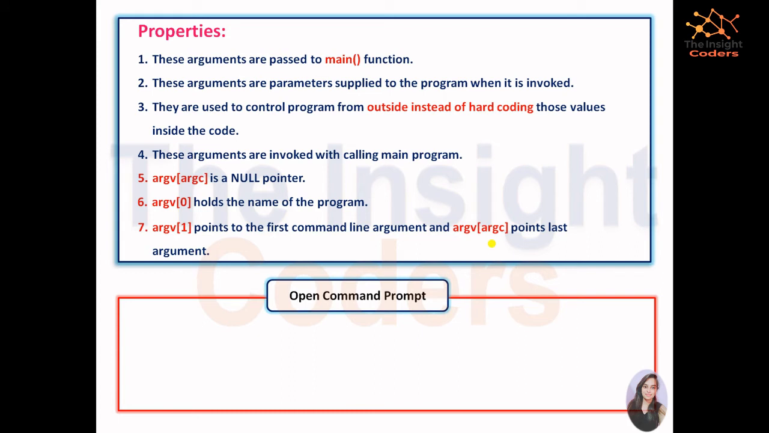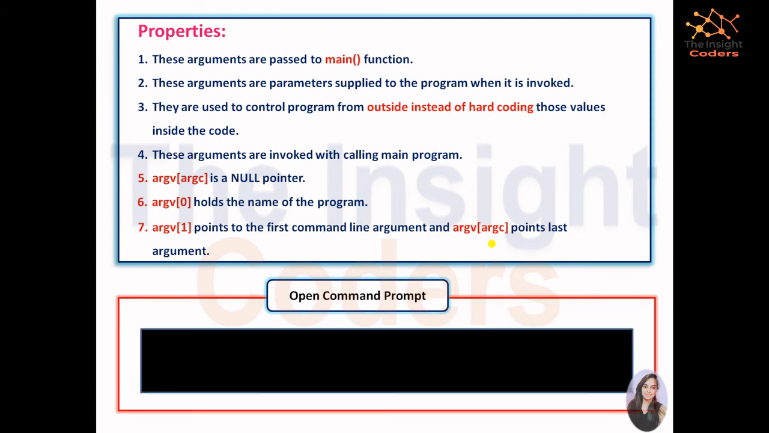We always take these from the command prompt. Whenever you write cmd and press enter, it opens a black screen, which is known as the command prompt. Go to the folder where your file is, then write the name of the file, always the executable file. So you have to compile and execute it once to get this executable file.